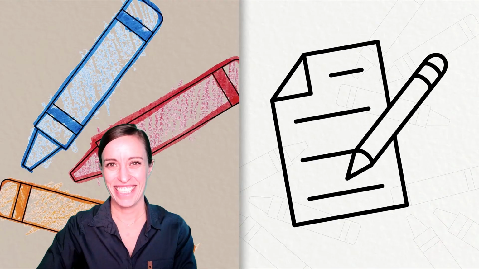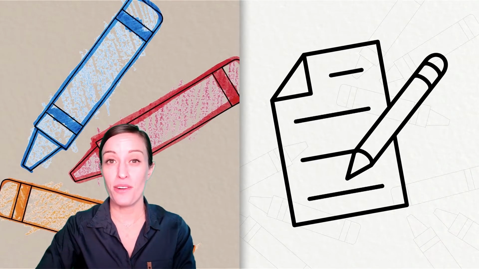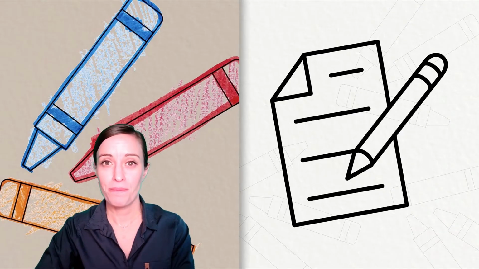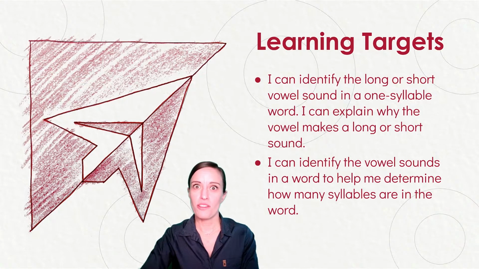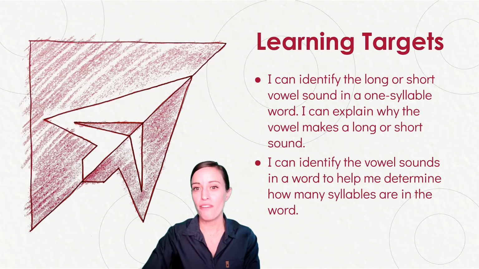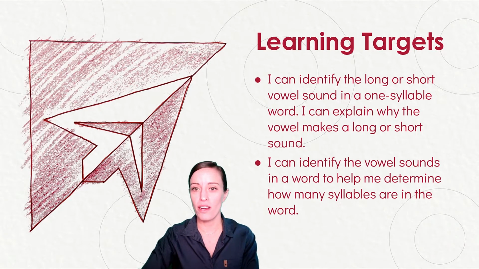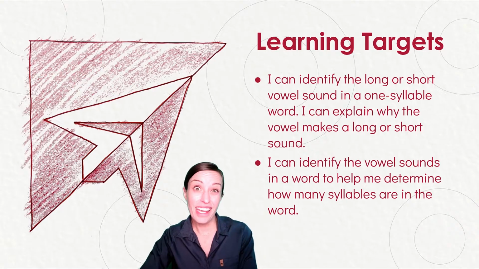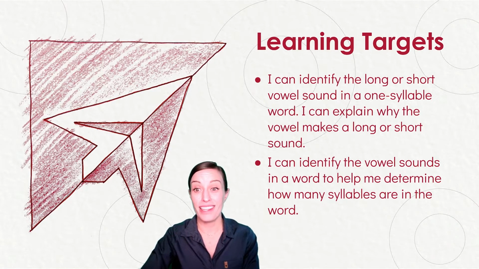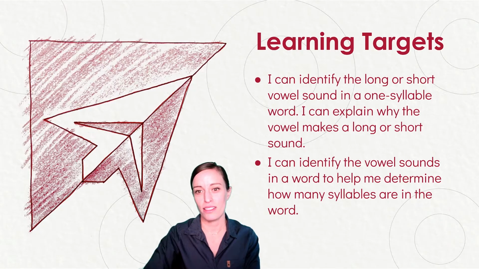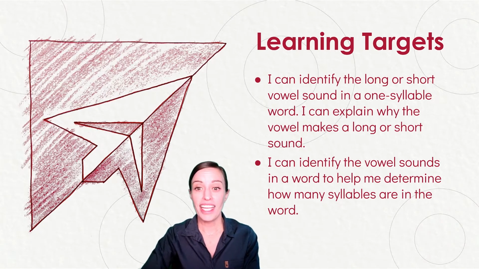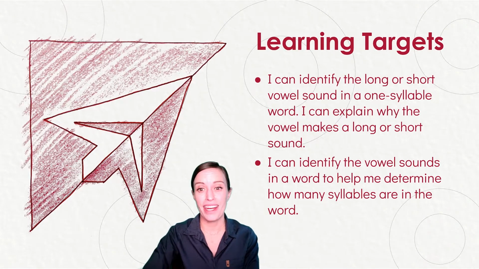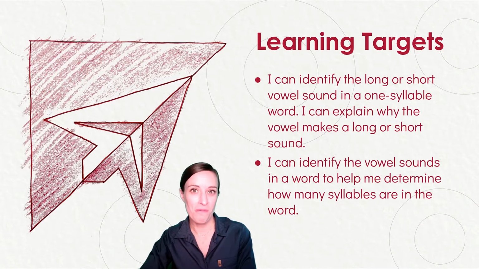Materials! For today, you will need to grab paper and a pencil. Here are today's two learning targets. I can identify the long or short vowel sound in a one-syllable word. I can explain why the vowel makes a long or short sound. And I can identify the vowel sounds in a word to help me determine how many syllables are in that word. Here we go.